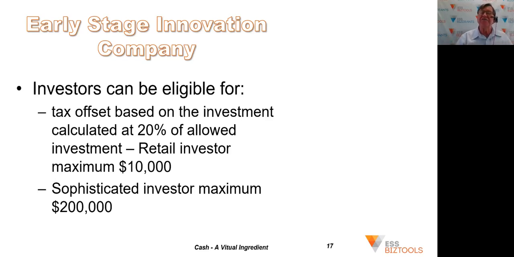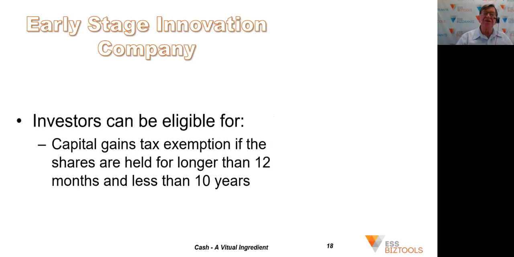And a sophisticated investor can obtain a rebate of up to $200,000 off their tax on investments up to $1 million. Now, they can invest more than $1 million, but the 20% tax offset runs out at $200,000. So obviously that's been calculated on a $1 million investment. So that's something for investors, something as an inducement. And the other big inducement is that if the investors retain these shares in this company, the original shares that have been allocated to them as part of this being deemed to be an early stage innovation company, they are not eligible for any capital gains tax if they hold those shares for longer than 12 months and less than 10 years.